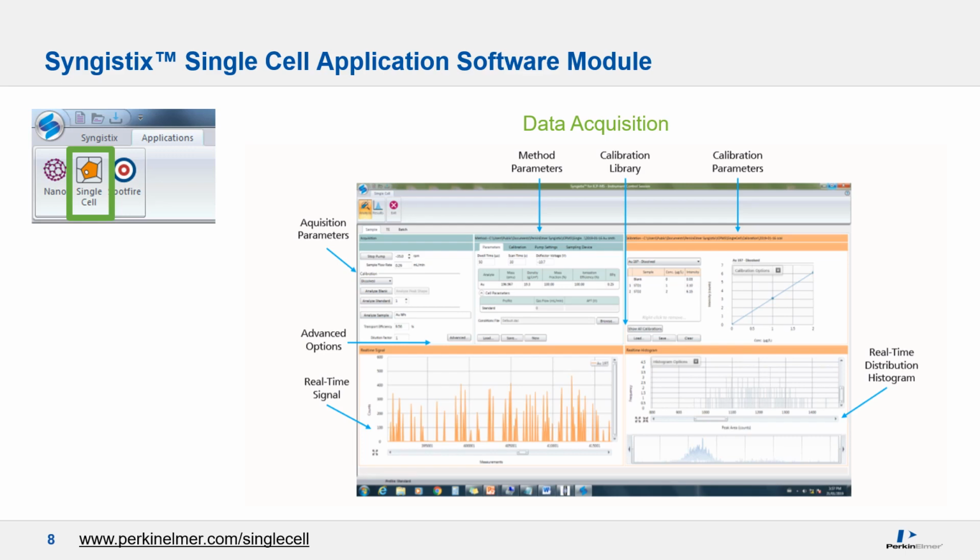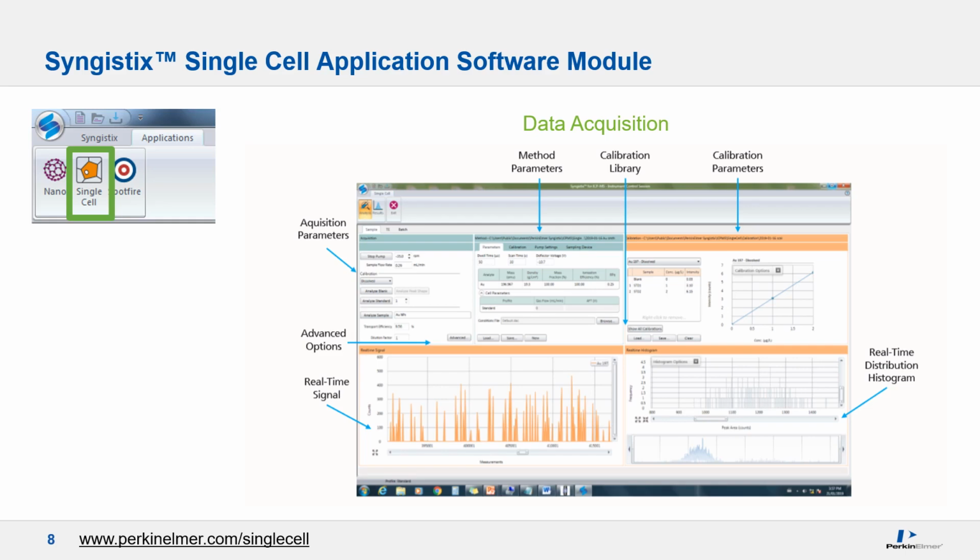And those parameters are displayed here in the method parameter section. So those are the acquisition details. We would typically calibrate the signals generated in terms of mass by having a separate section here in the software which is dedicated to the calibration, and the real-time signal is then the resulting live feed coming from the ICP-MS in terms of its detected signal.